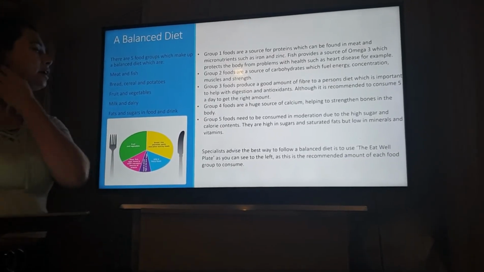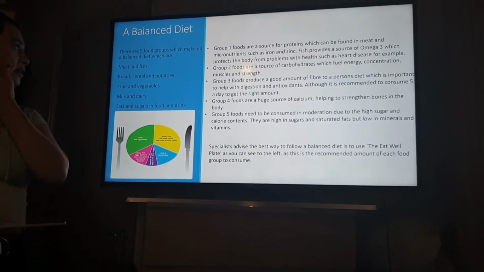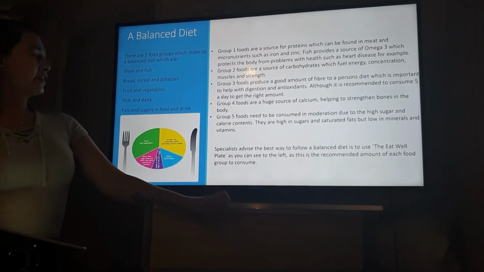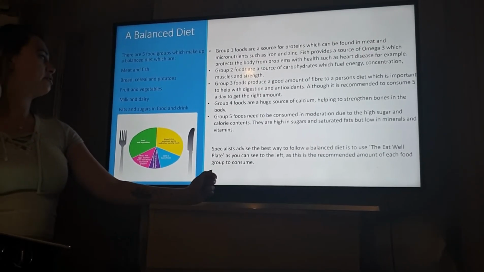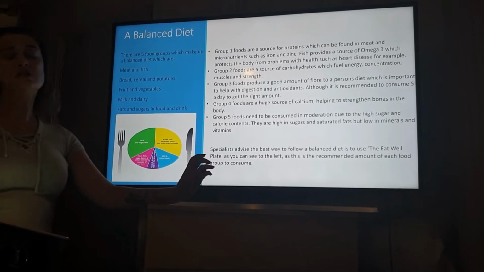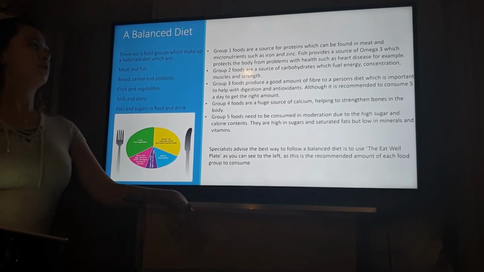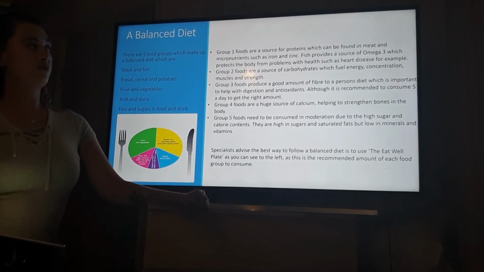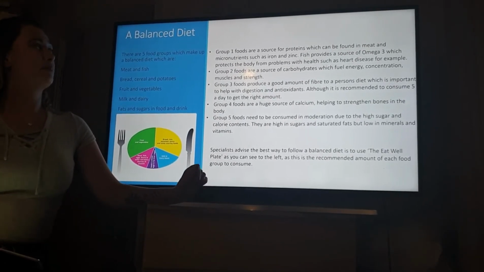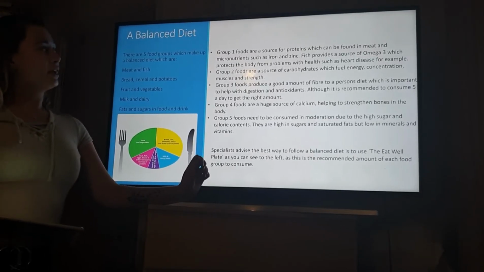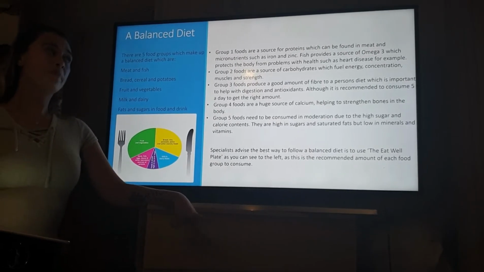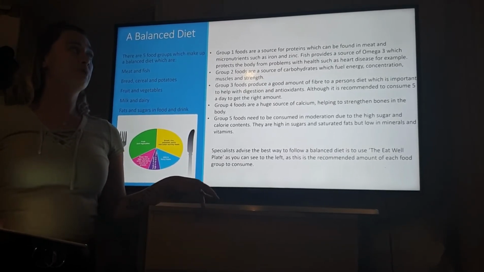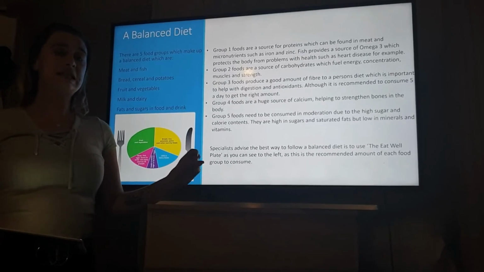You can see here there are 5 food groups which make up a balanced diet. So they're meat and fish, bread, cereal and potatoes, fruit and vegetables, milk and dairy, and fats and sugars in food and drink. The first group of foods are a source of protein, which you find in meat, and you get things such as iron and zinc from them. From fish you can get omega-3, which protects the body from health problems such as heart disease.